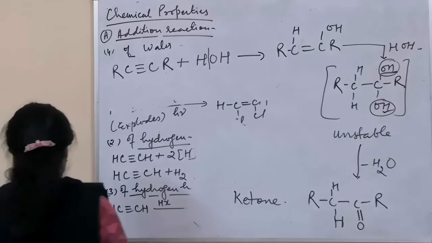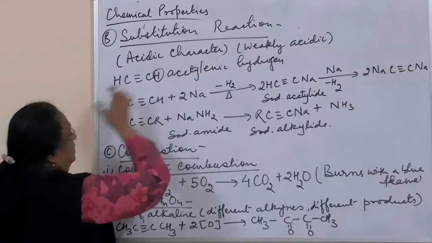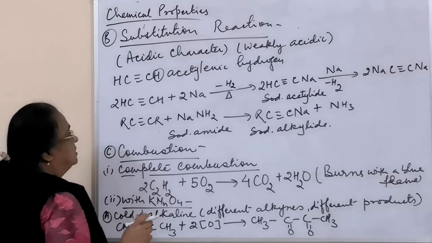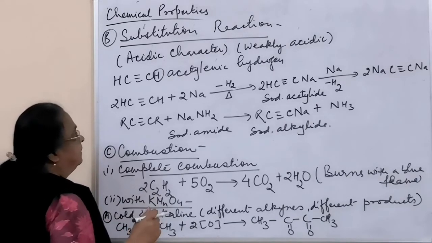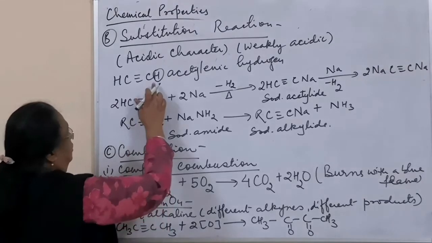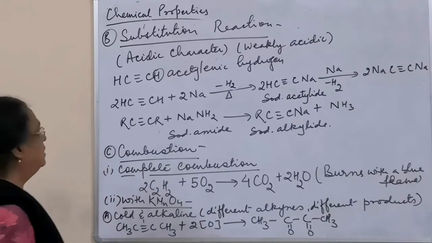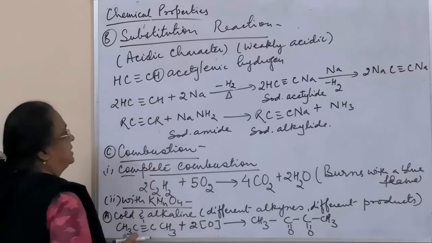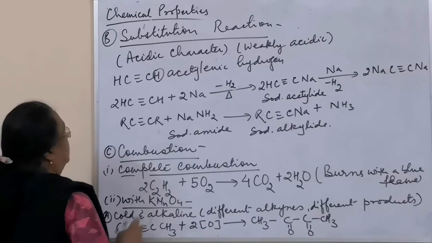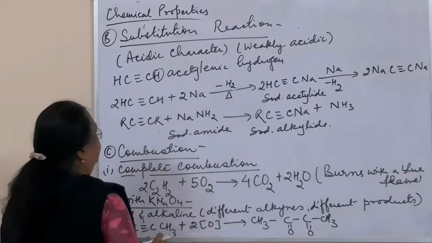So remember that, and now we'll do the substitution reaction, that is acidic character. Acidic character means any substance that can release hydrogen, that is showing acidic behavior. So acetylene can also release these hydrogens. One hydrogen can be easily released, both hydrogens cannot be so easily released. So these hydrogens which are present in acetylene are called acetylenic hydrogens.